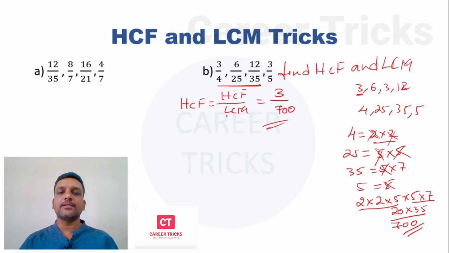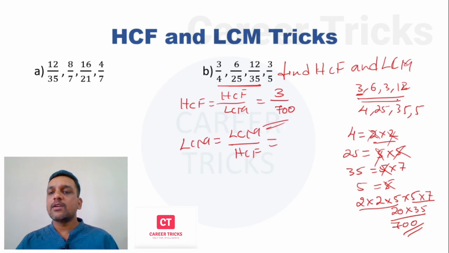This fraction's HCF value is 3 by 700. Then we'll find the LCM value of that fraction, that is LCM by HCF. We have to check the LCM of these numbers. For the LCM of these numbers, the bigger number is 12. 12 is divisible by 6? Yes. 12 is divisible by 3? Yes. Then the LCM is 12.